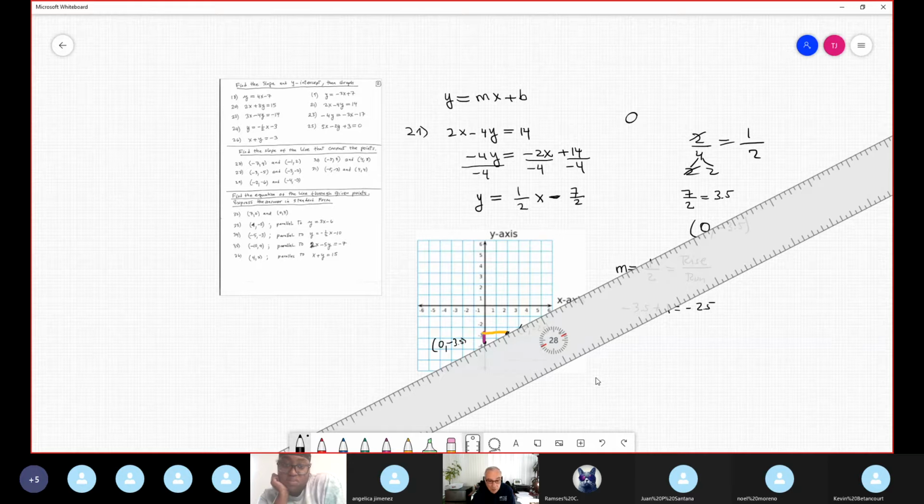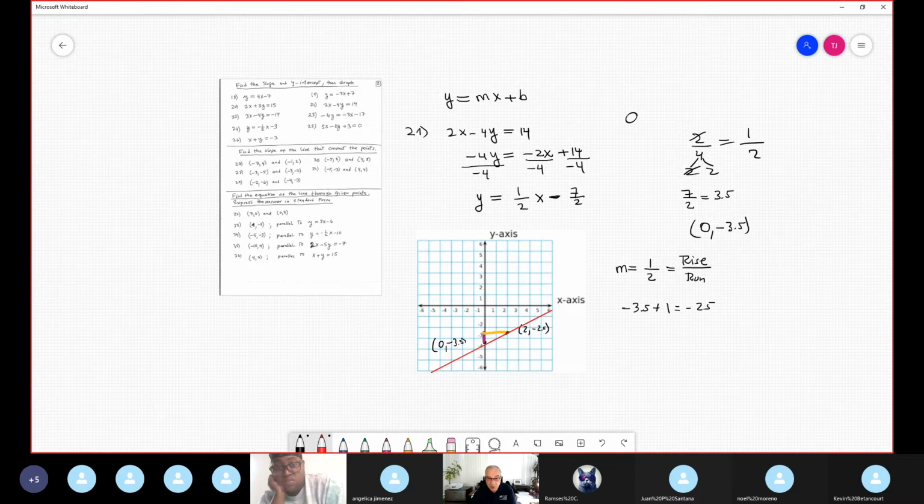Okay, ready. And this is the graphic representation for this equation. Okay, that was 21.